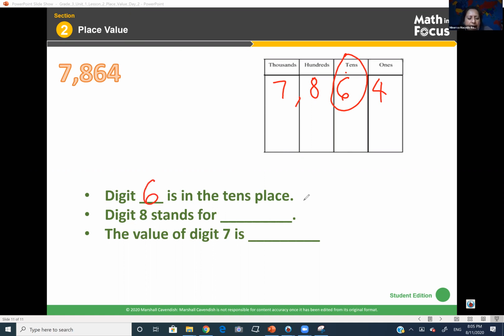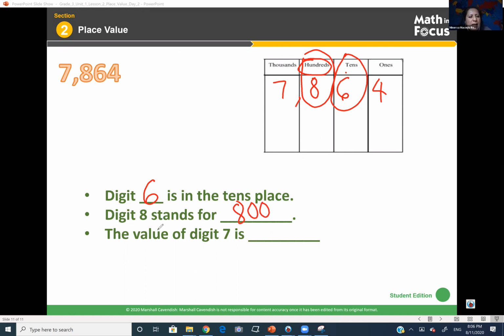Very easy. Now here says, digit 8 stands for, now remember stands is asking for the value of the digit. So let's look for 8 in the place value chart. The 8 in the place value chart is here, and it's in the hundreds place. So the 8 stands for 800. So I'm going to write the answer. The digit 8 stands for 800.